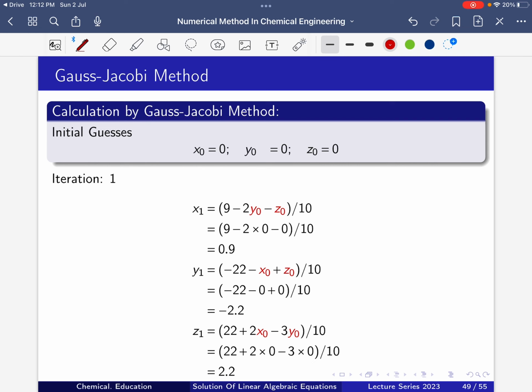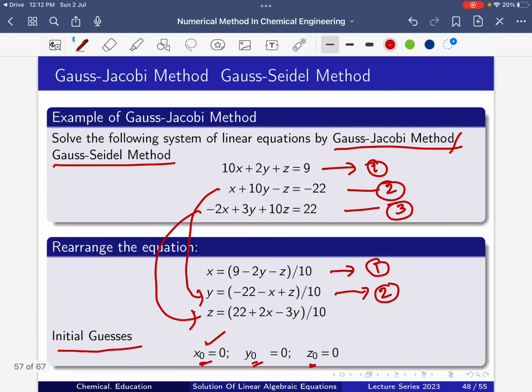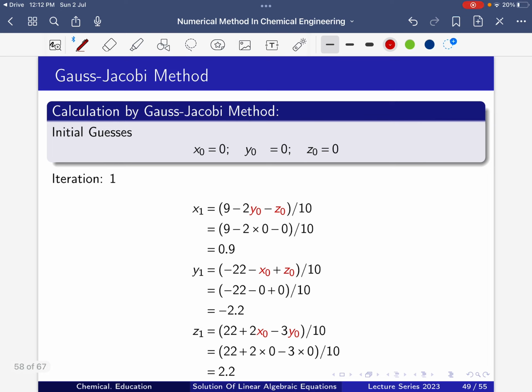These are the three equations that I already rearranged: x is equal to (9 minus 2y minus z) by 10, and similarly for y and z. Now I am putting in the x0, y0 and z0 values and getting x1, the first iteration value. x1 is equal to (9 minus 2 y0 minus z0) by 10, that is 9 minus 2 into 0 minus 0. Ultimately x1 is equal to 0.9.